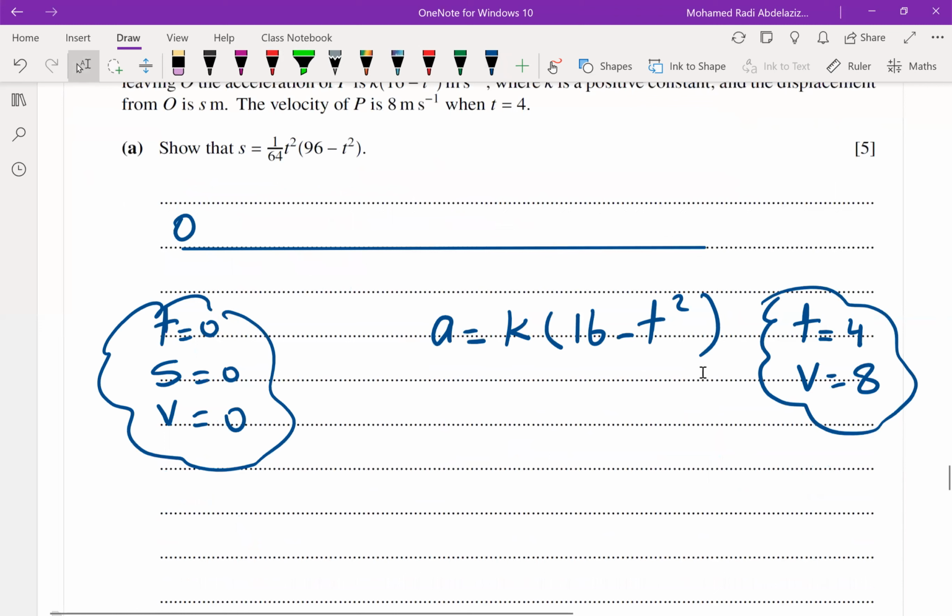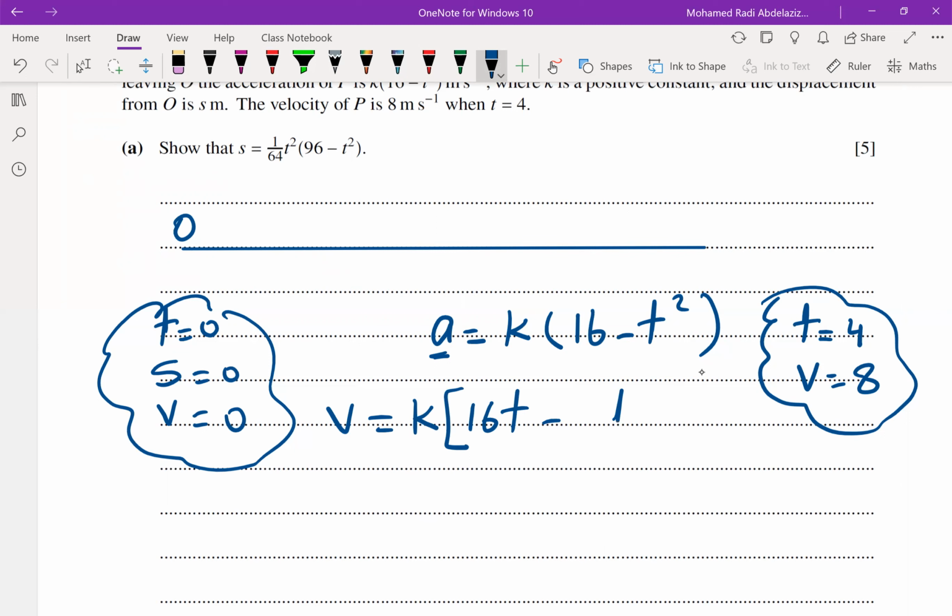How to get s from acceleration? You have to integrate twice. Integrate acceleration with respect to time to get velocity, then integrate velocity to get the displacement. Let's start now to integrate. For integrating, a will become v. Integrate: k is constant, integration of 16 will be 16t. Integration of t to the power of 2: add 1 and divide by the new power.